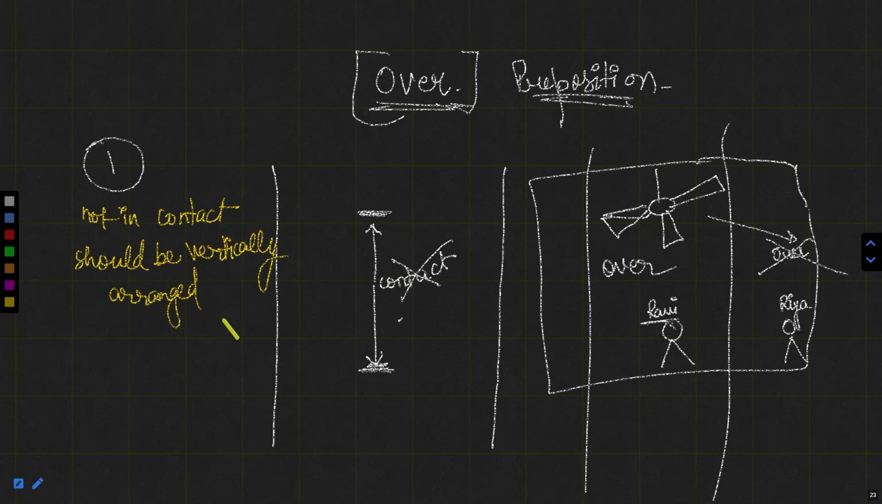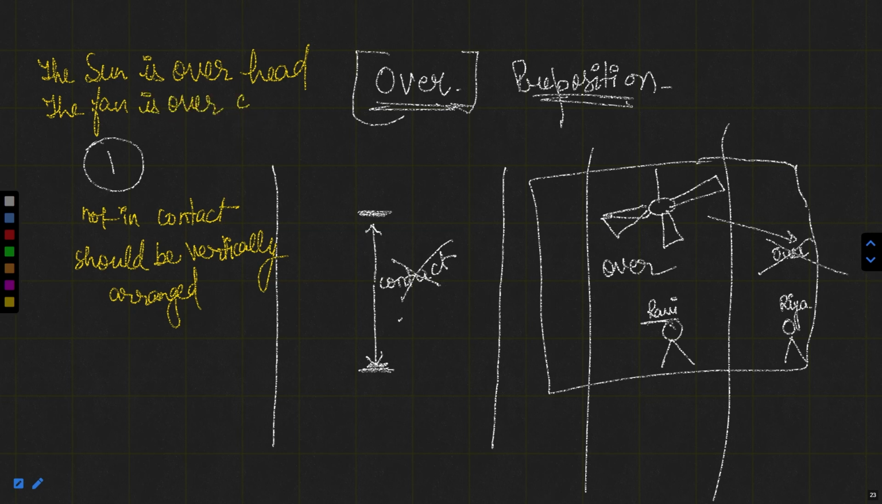Now this is only the first use. Now let us discuss the second use. So the sentences which we can write over here are: the fan is over our head, the sun is over our head in the afternoon, the fan is moving over our head. So this is how we can use the preposition over. Now let us discuss the second use of over as a preposition.